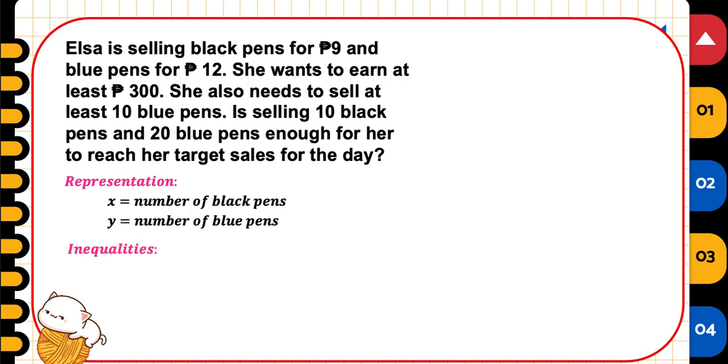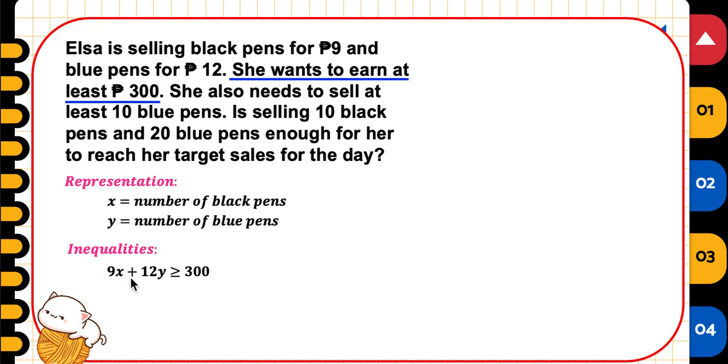For the inequalities, we're going to get it from the first statement, which is Elsa wants to earn at least 300 pesos. So again, we're talking about the profit, and to get the profit, what we are going to do is to multiply the number of black pens by 9 pesos and multiply the number of blue pens by 12 pesos. So the inequality is 9x plus 12y is greater than or equal to 300.